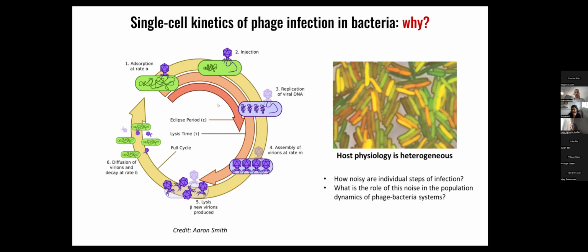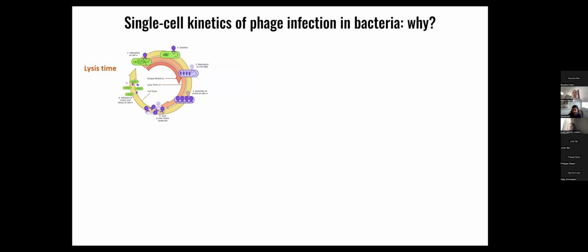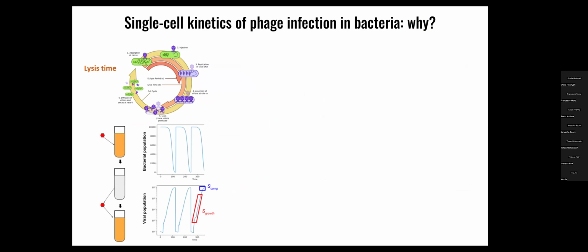So our question was, since we know host physiology is going to be very heterogeneous, how noisy are these individual steps of phage infection? And what is the role of this noise in the population dynamics of phage-bacteria systems? We started by first asking the second question, to motivate this study, by looking at the impact of noise in lysis time. Using computer simulation, we set up an experiment where we take cultures of bacteria and inoculate them with phages. As the culture gets eliminated and the phage population goes up, we dilute, regrow the culture, and add phages again.